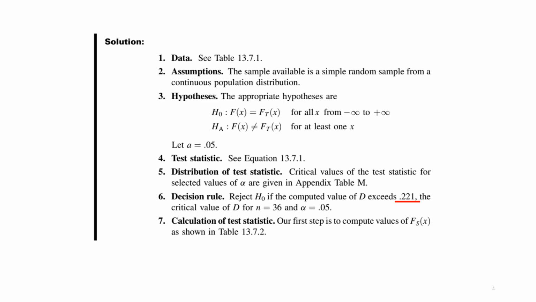Then we have to look at table M. The decision rule is to reject H0 if the computed value of D exceeds 0.221, the critical value of D for n equal to 36 and alpha of 0.05. Based on this, we calculate the test statistic.